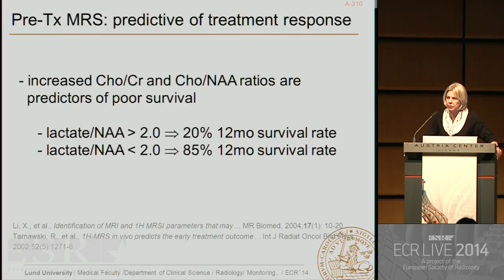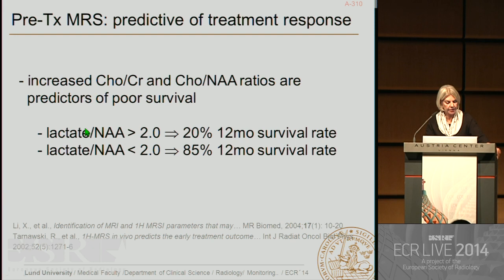So when we're monitoring patients, we want to know, can we now predict the response to the treatment we are giving the patients? And we know by using MR spectroscopy that both the increase in choline to creatinine as well as the increase in choline to NAA ratios are predictors of poor survival. And also lactate to NAA has been shown to be a good predictor for the time we could expect the patient to survive.